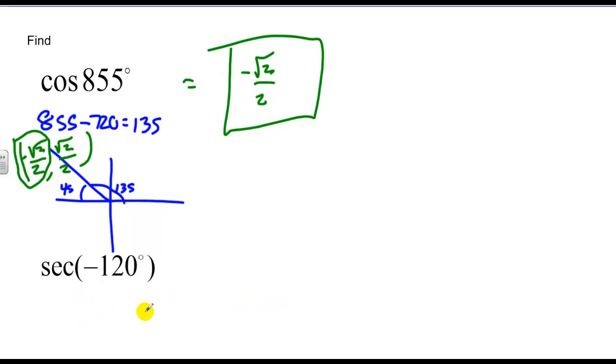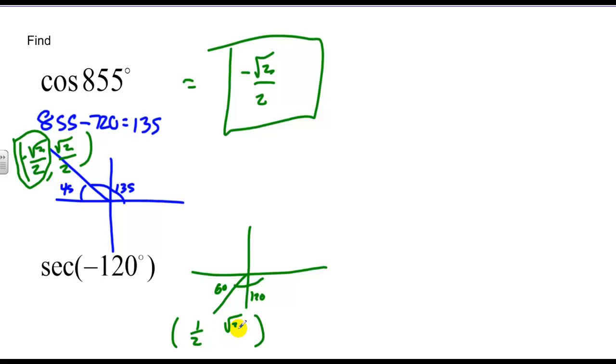Secant of negative 120, again, let's go ahead and find that. I have to go clockwise rotation 120 degrees, so that puts me somewhere around here. Again, I'm more concerned with the angle closest to my horizontal axis, because that's going to be my symmetry flip, if you will, and it's going to have the same relative x and y's as the first quadrant 60 degree angle. First quadrant 60 degree angle is a half and root 3 over 2.